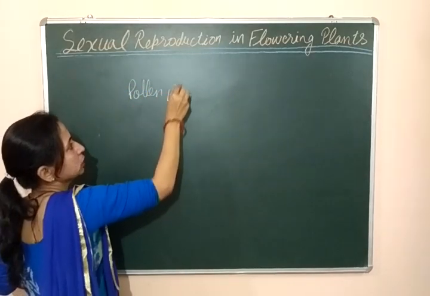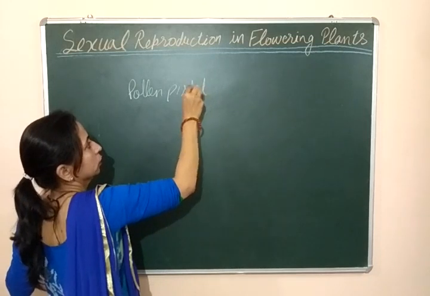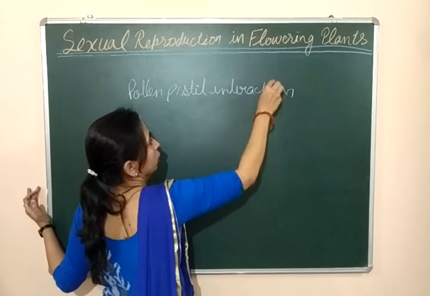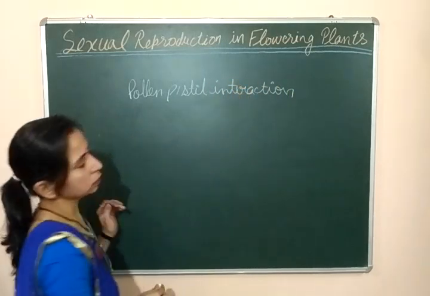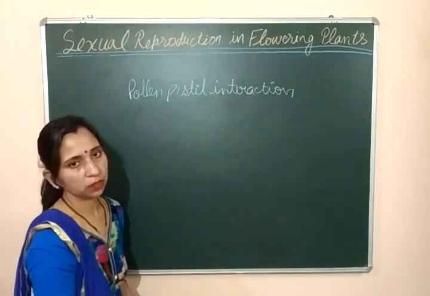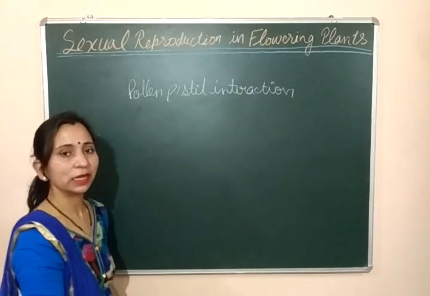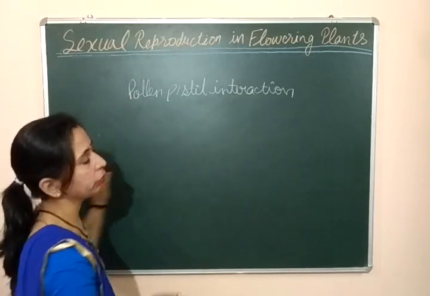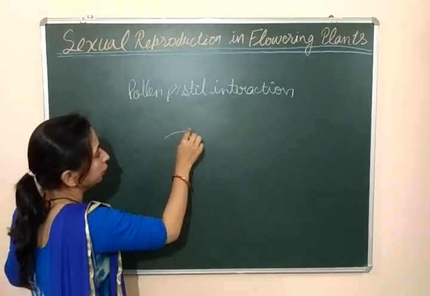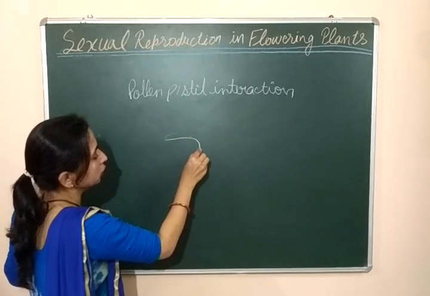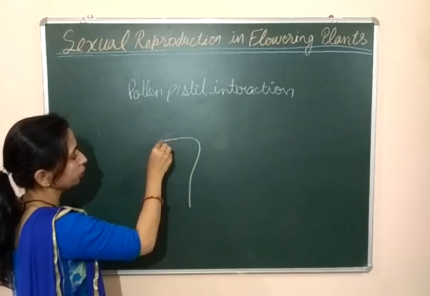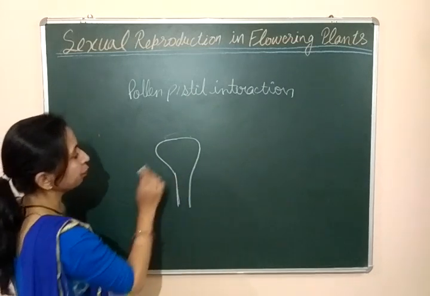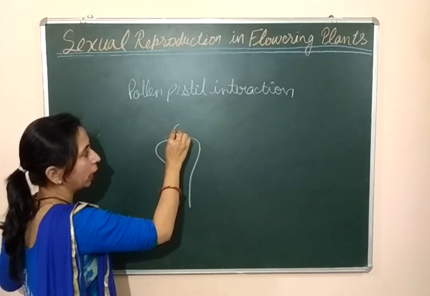Pollen-pistil interaction. These are the events after the pollen grains reach the stigma until they form the pollen tube and it enters inside the ovule. All these events are known as pollen-pistil interaction. Let's see. Suppose this is the stigma, we're just drawing the stigma part, and a pollen grain reaches the stigma.